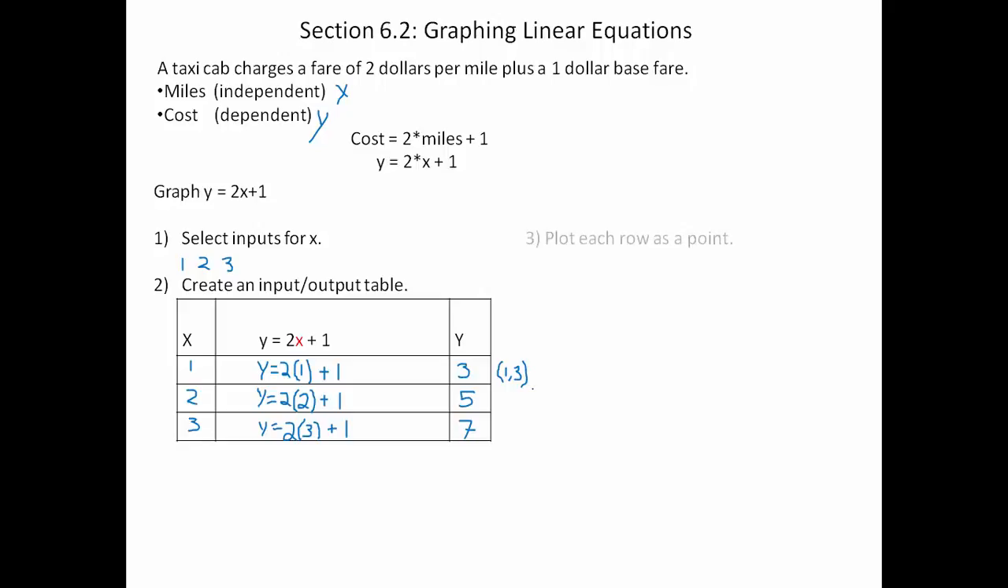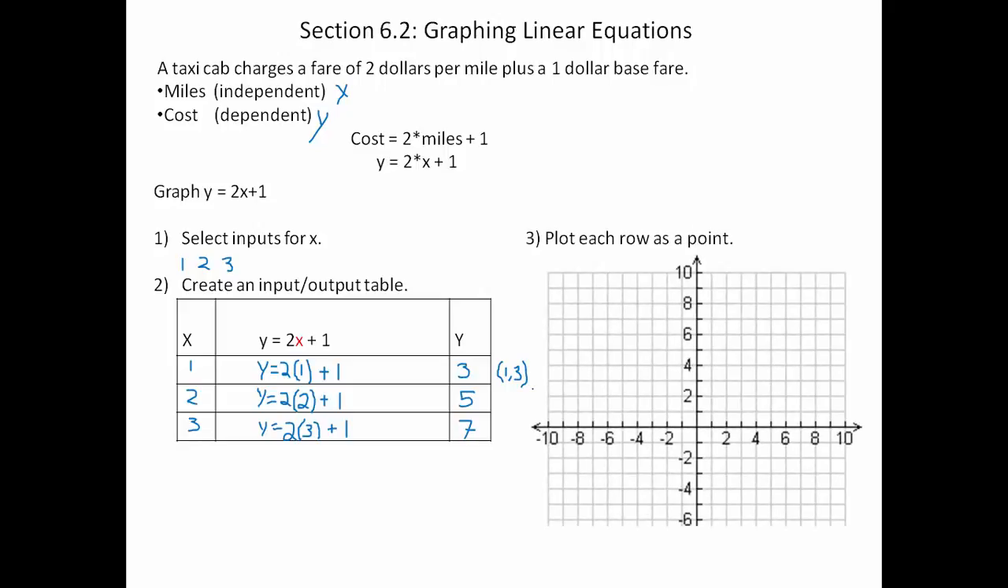And that's what we're going to do. We're going to plot each row as a point. And I've got a nice convenient grid here that I can graph in. So I'm going to plot that 1, 3. This is stuff from section 6.1. So again, if you're not sure how to plot points, go back and review that section. 1, 3 would be 1 in the x direction and 3 in the y direction, so right there.